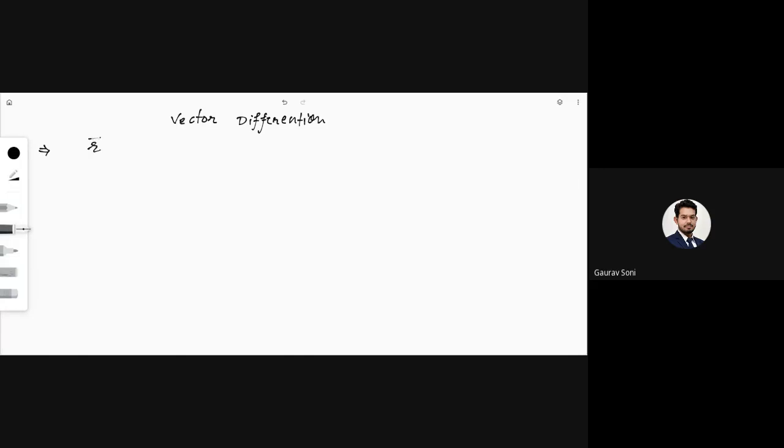So if r bar is equal to x i cap plus y j cap plus z k cap, the vector, then d r bar by dt is equal to dx by dt i cap plus dy by dt j cap plus dz by dt k cap.